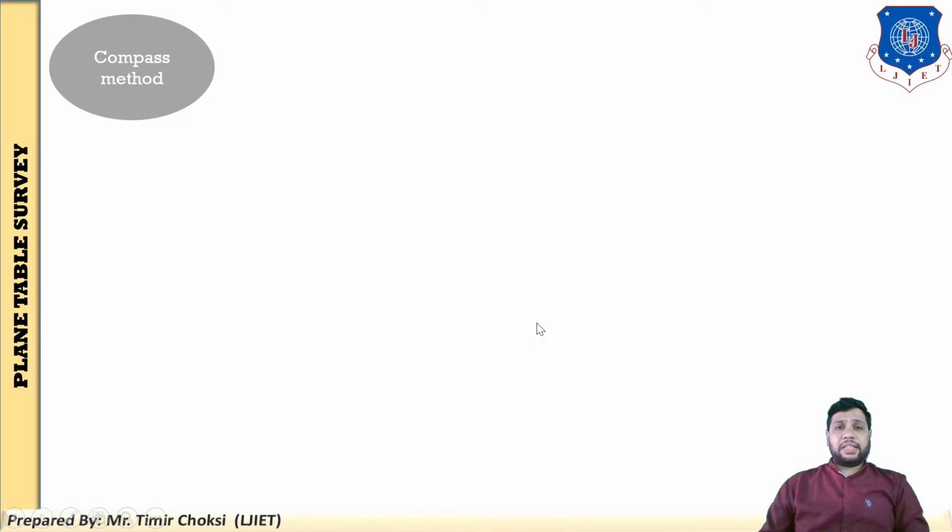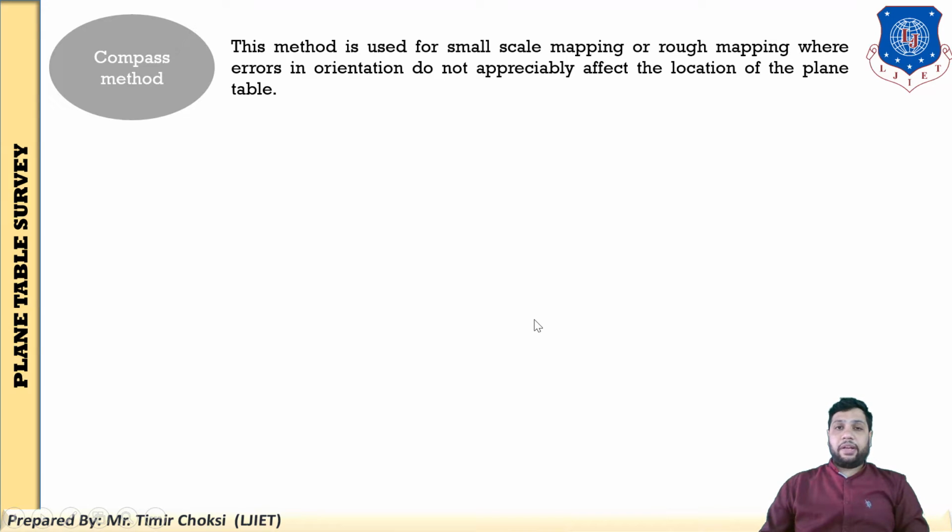The concept is the same: you establish the new station on the ground. So first, the compass method. Similarly, first you write the use of this method, second you draw the figure, and third the procedure. This method is used for small scale mapping or rough mapping of small areas. It is not a very accurate method; you only get an idea of where the plane table and the new station will be established.